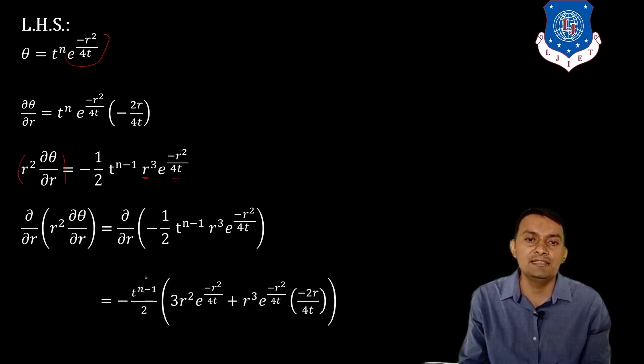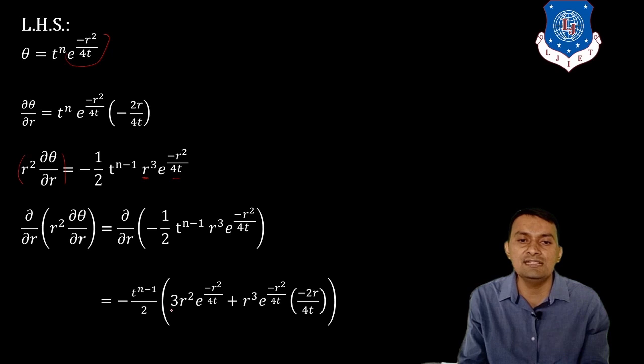So I have to apply the product rule, and t raised to n minus 1 divided by 2 with the minus sign is common as a constant quantity. It is not going to be reflected in the derivative part. So I just take it outside the bracket, and I just do the derivative for this part. So 3 times r square is there, and the exponential as a constant, plus r raised to cube is there, and the derivative of this one, so e raised to minus r square divided by 4t, and the derivative of this one is going to be minus 2r divided by 4t.